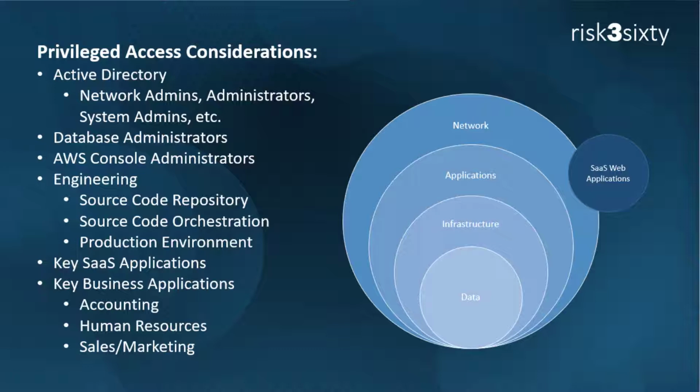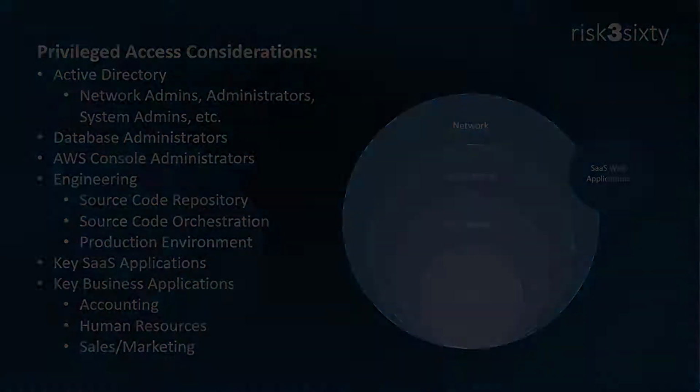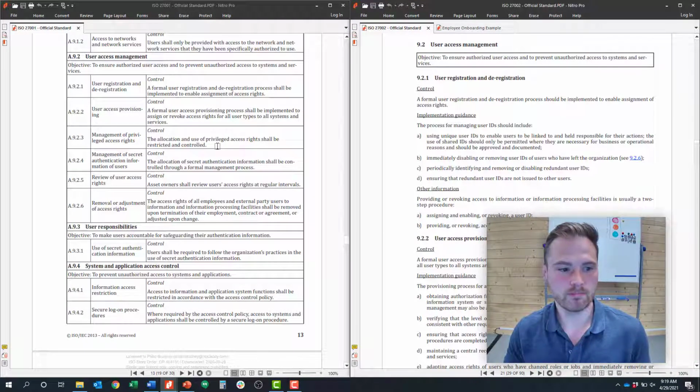And then if you move down, you could think about database administrators, or maybe system administrators, or in the engineering team, who has access to source code orchestration tools, who has access to source code, administrative access to that stuff. So you're thinking about every layer when it comes to privileged access management. Network, databases, applications, SaaS applications, key business applications like your HR system and your accounting system. Think about all those layers. And what does appropriate privileged access look like at each layer, and how do you want to manage that?